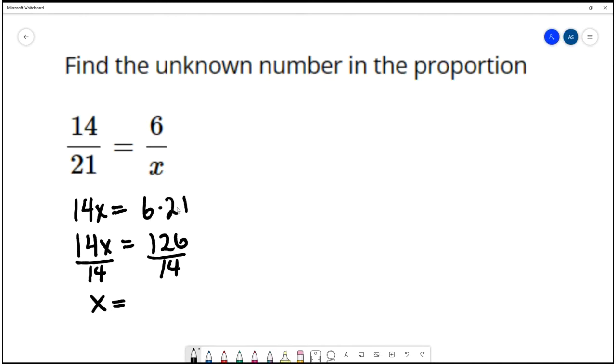And I know that 21 has a factor of 7, and I know that 14 has a factor of 7. So I think this is going to divide evenly. 126 divided by 14 is 9. So the missing number in the proportion is 9.